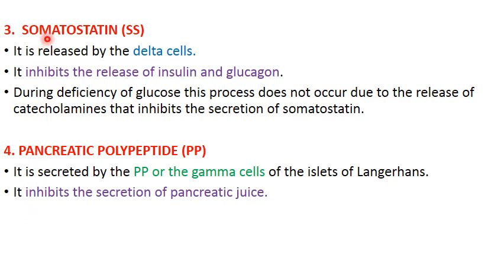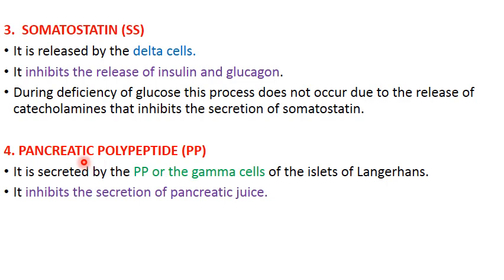Coming to the third, that is somatostatin. This is released by the delta cells of the islets of Langerhans. It keeps the levels of both hormones, insulin and glucagon, under control. So it is going to inhibit the release of insulin and glucagon. During the deficiency of glucose, somatostatin won't function, because at that time deficiency of glucose acts as a stress. Catecholamines will be released from the adrenal medulla, and that is going to inhibit the secretion of somatostatin.